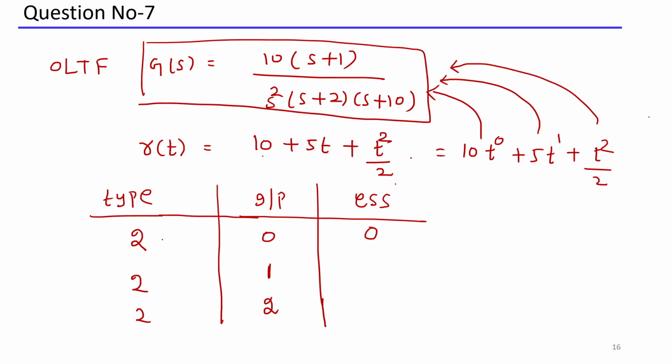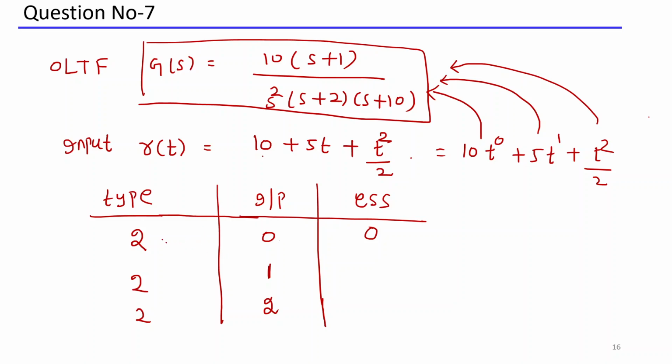This is the input: 10t plus 5t plus t square by 2. To find the steady state error you have to take the individual response, because it's a combination of three inputs. All three inputs are there to find the steady state error.